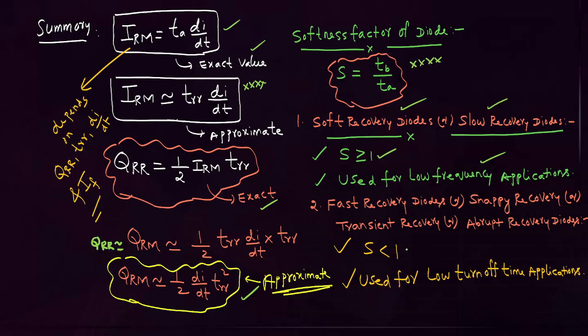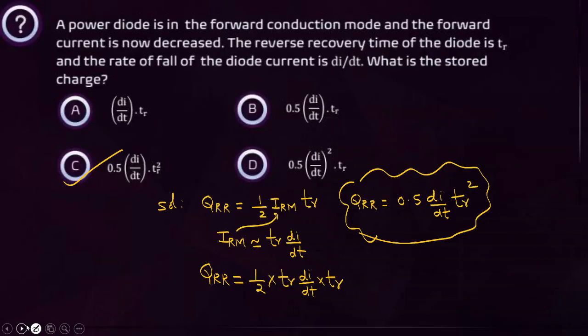The diodes having a softness factor less than 1 are called fast recovery diodes, or snappy recovery diodes, or transient recovery diodes, or abrupt recovery diodes. These are used for low turn off time applications. Low turn off time means the reverse recovery time is less. For those applications, we use the fast recovery diode. This is the classification based on the softness factor, soft recovery diode and fast recovery diode. You have to concentrate on that.